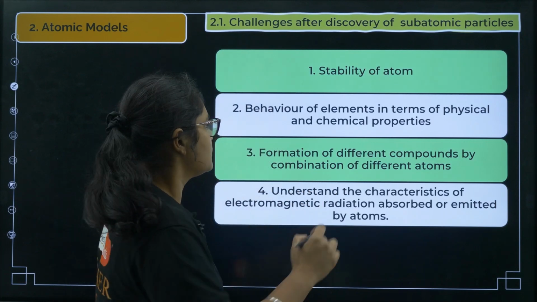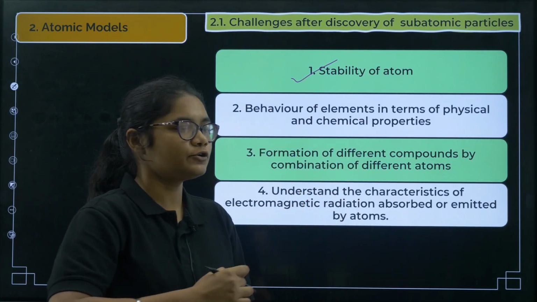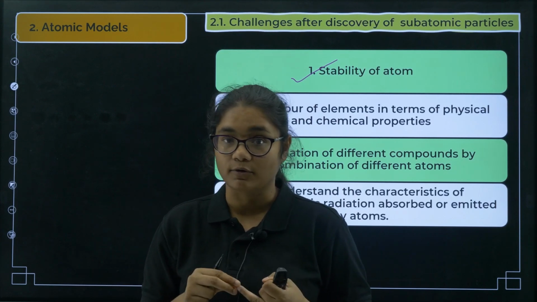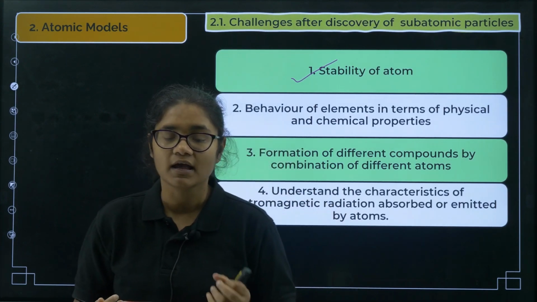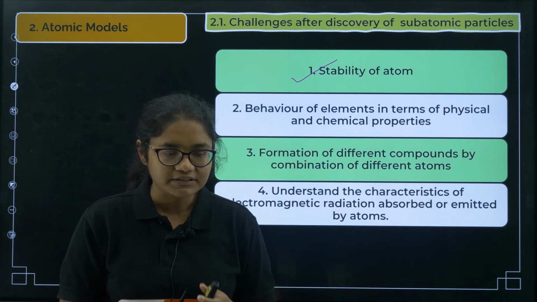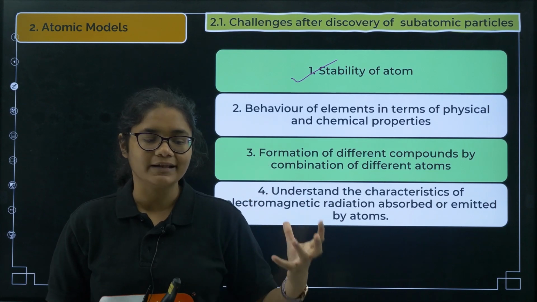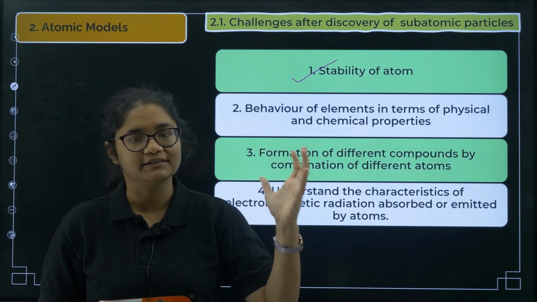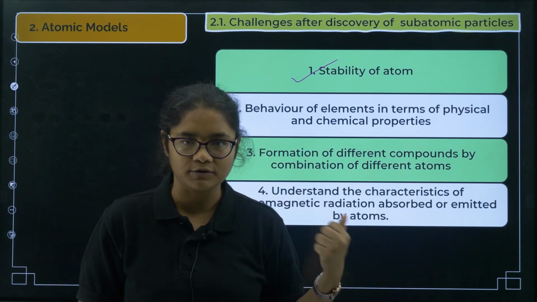The first one was the stability of the atom. Inside an atom there are negatively charged particles, positively charged particles, and even neutral particles. So the question arises: how can these particles stay together inside an atom and the atom be stable? How is that possible?